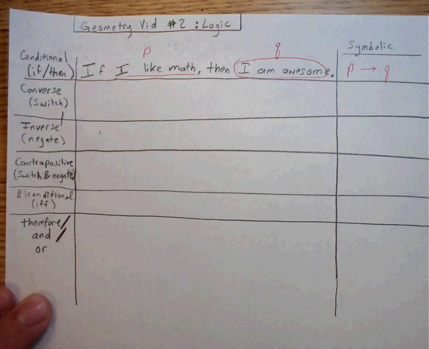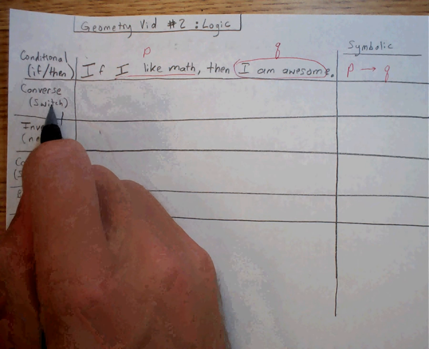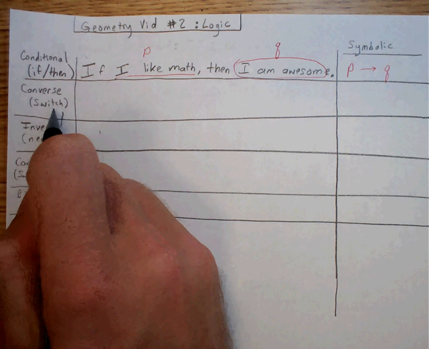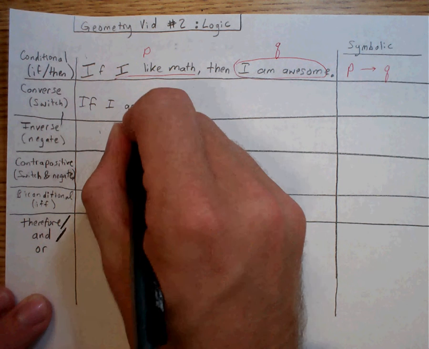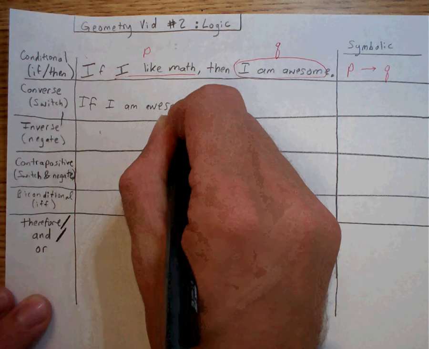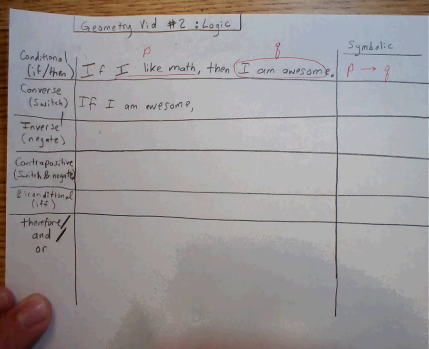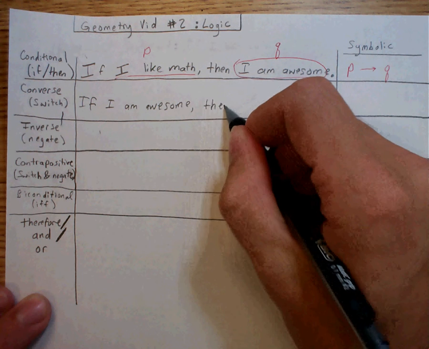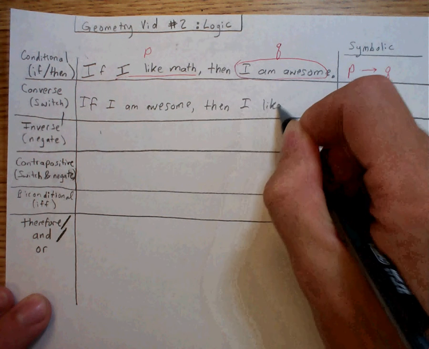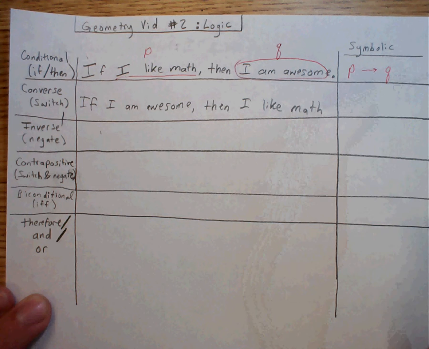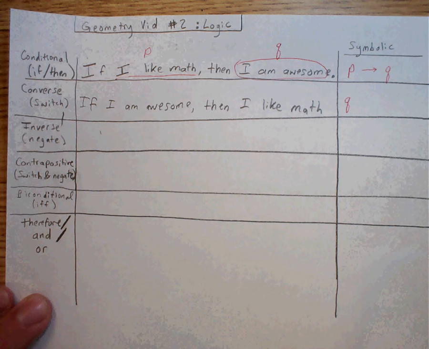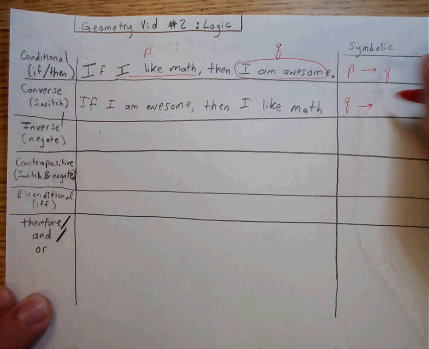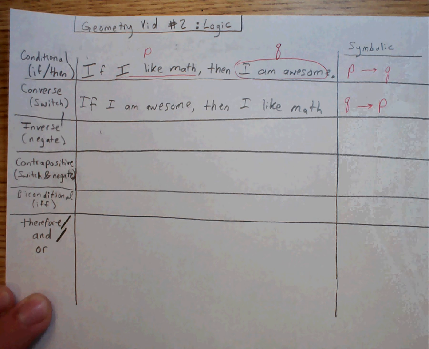The converse is we switch the hypothesis and conclusion. If I am awesome, then I like math. We've switched. So now, we started with Q, and we have an if-then statement that goes to P. Great.